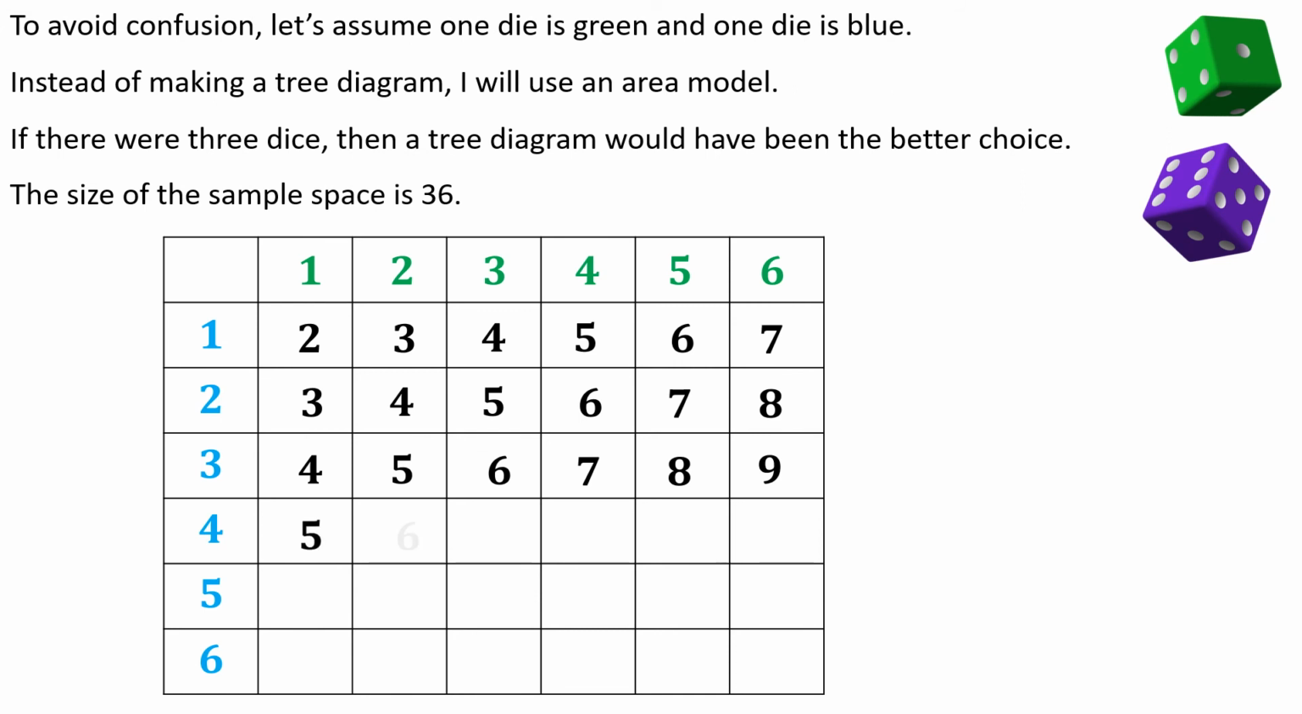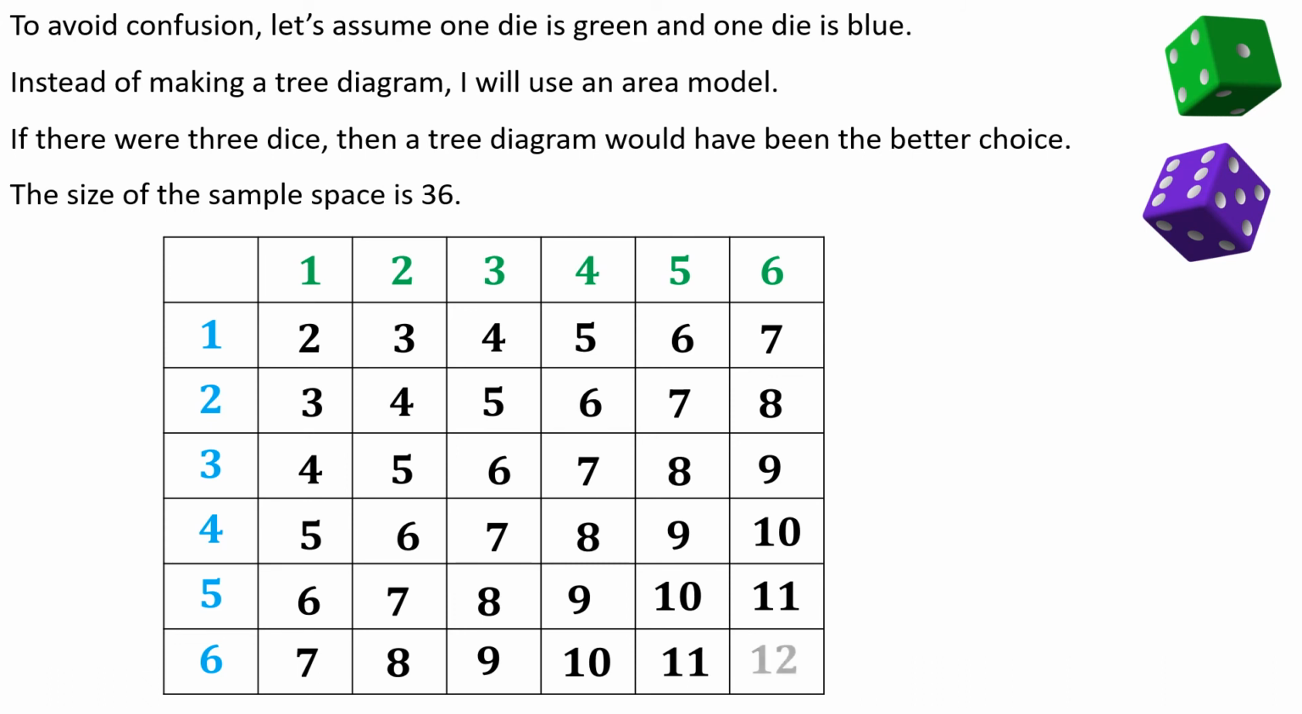Okay, 4 plus 1 is 5, 4 plus 2 is 6, 4 plus 3 is 7, 4 plus 4 is 8, 4 plus 5 is 9, 4 plus 6 is 10. Alright, let's get the next row up here. And the final row. So those are the 36 possible results. So the size of the sample space is 36.